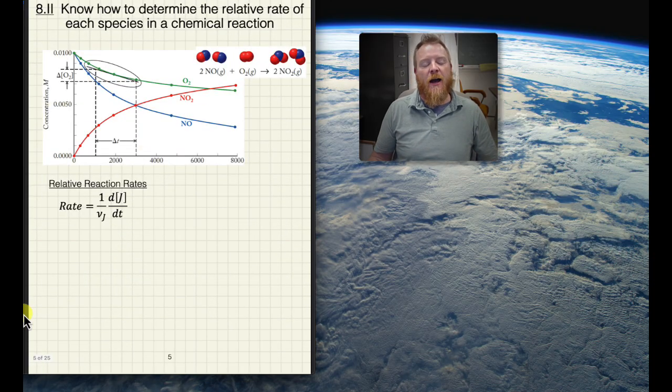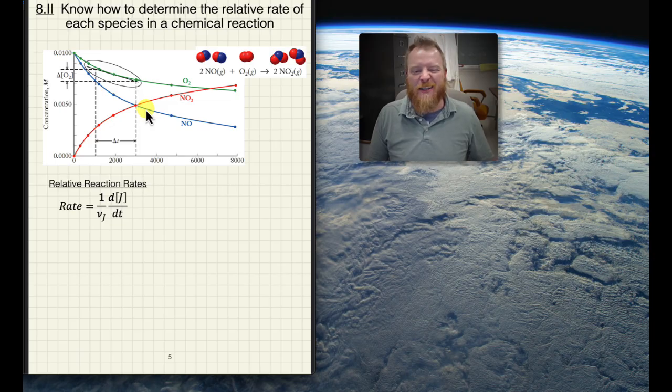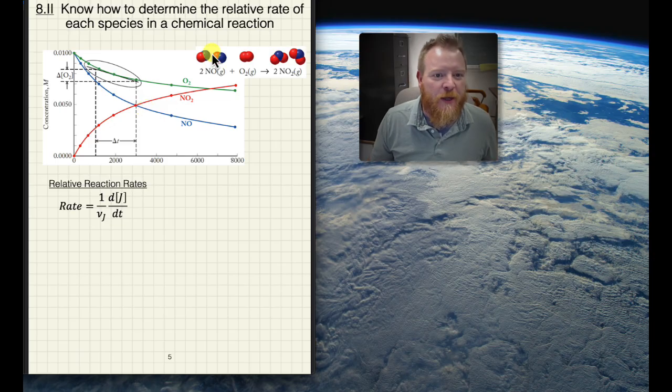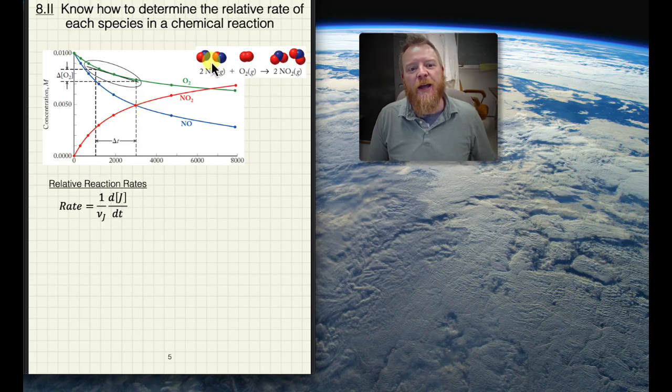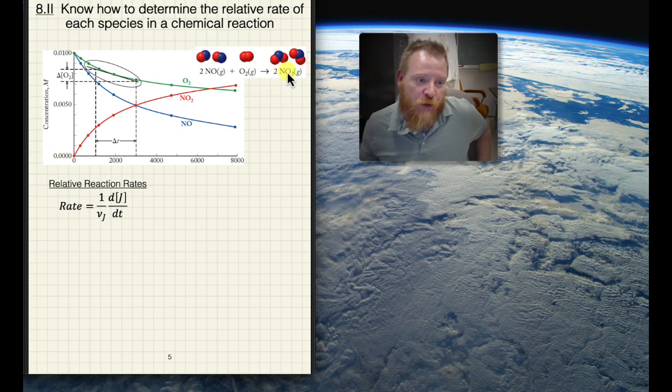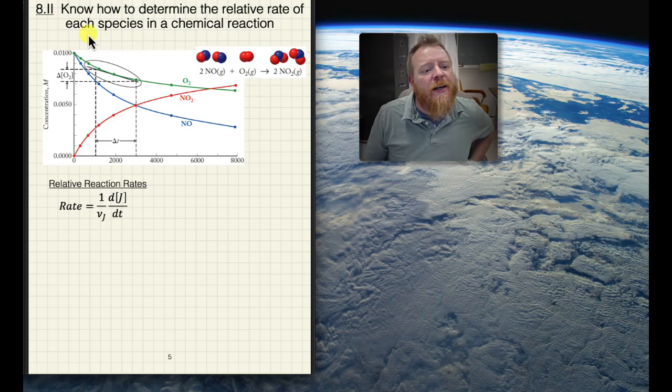So to set this up, I've got a real reaction here that we're looking at instead of our generic reactions. This is the reaction of two NO radicals reacting with O2 to form two NO2 radicals. And if we were to look at concentration versus time, we can see that the NO and the O2 decay at some certain rate, and the NO2 evolves at some certain rate.